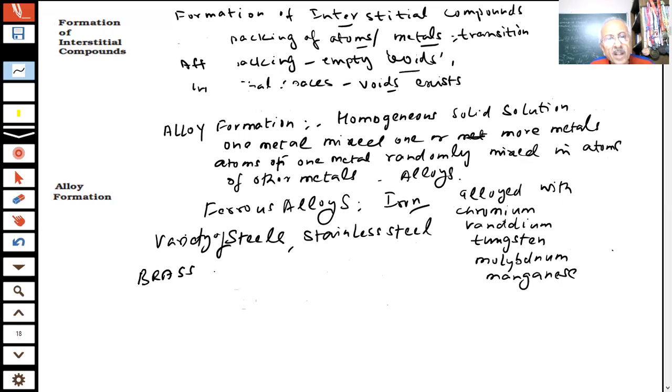Brass is an alloy. Bronze, which is also used for making coins. What do you have in bronze? Copper and tin. And in brass, what do you have? Copper and zinc. And in all the jewelry I have been talking about, gold is mixed with copper in order to make the jewelry, students. So these are all examples of alloys.